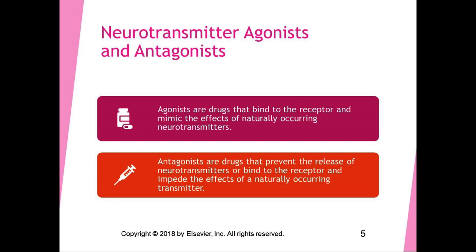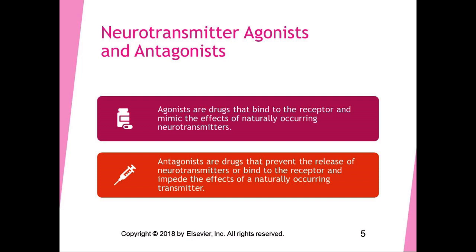The opioid drugs are drugs that bind to opioid receptors in your brain and mimic the effects of our endogenous opioids. So those are neurotransmitter agonists. Antagonists are drugs that prevent the release of neurotransmitter or bind to the receptor and impede the effects of a naturally occurring neurotransmitter. So there are those drugs like tramadol and some of the other ones that bind to the mu opioid receptors and prevent the binding of either naturally occurring opioids or opioid drugs. And so they block the effects of those.